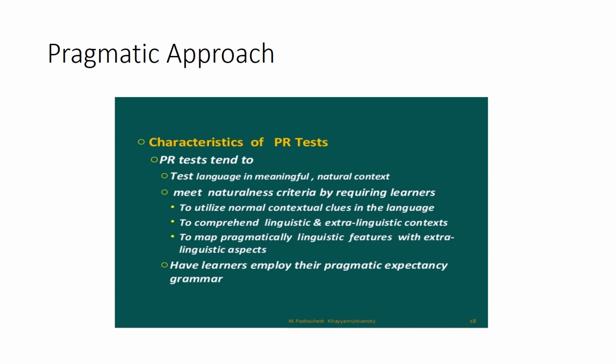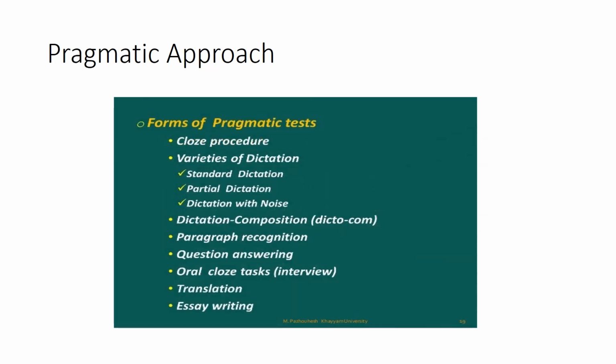Have learners employ their pragmatic expectancy grammar. What are the forms of pragmatic test? They were again using the cloze procedure, dictation, and here we have different forms of dictation: standard dictation, partial dictation, dictation with noise. In dictation with noise, the teacher is going to say sentences or read a passage and ask his or her students to write what they heard.